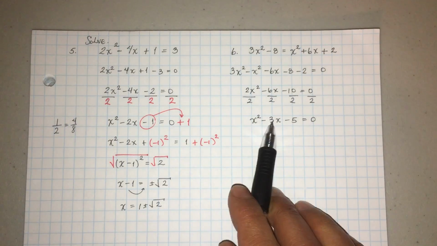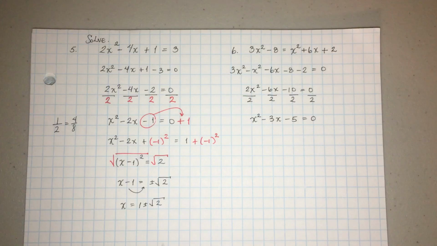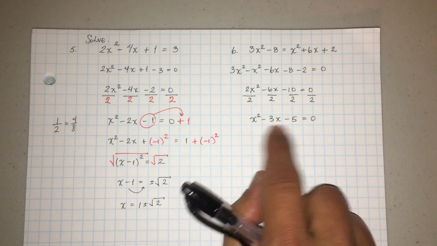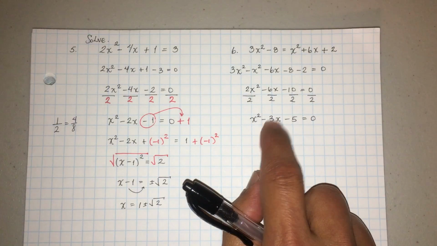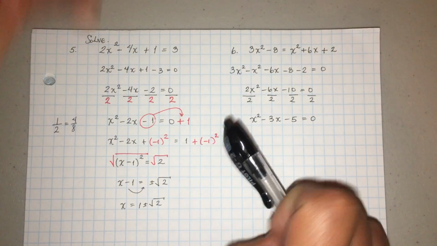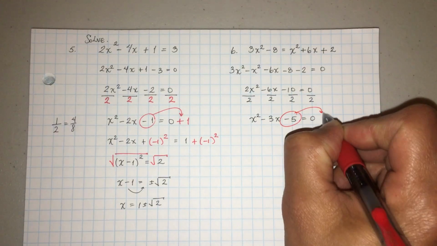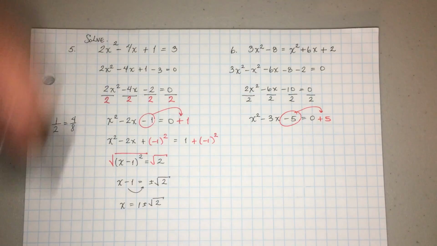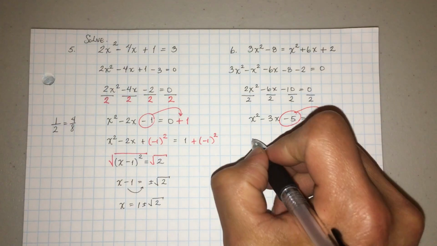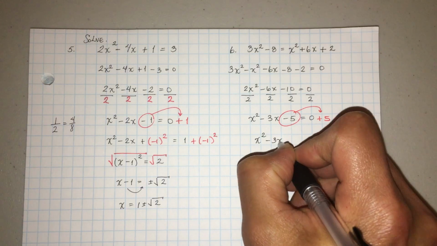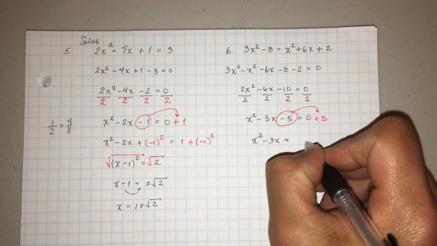Okay, and so this is what I'm going to get. This is equal to this. This is the same thing, guys. So now, let's see. Can I factor this? Factors of 5. That'll give me 3. No, I can't. So what do I have to do? I have to complete the square. So let's go ahead and take the -5 over here. Becomes a +5. And then I have x squared minus 3x plus something.